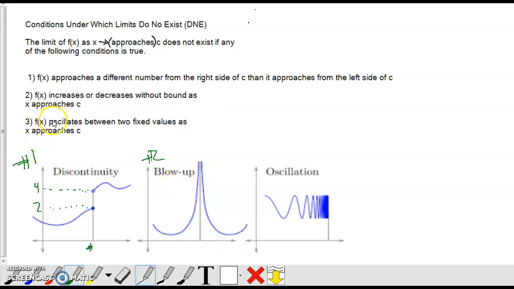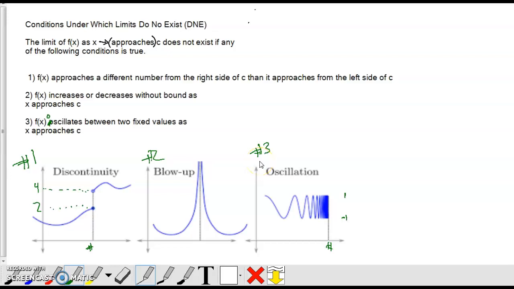And then number 3, oh, I just realized I spelled that wrong. That should be an O. Your f of x oscillates, so basically it just goes back and forth between two fixed values. We can sometimes see this with trig, not all the time, but trig is usually one of the bigger ones. That does not mean trig always means the limit does not exist, just that some trig tends to not exist. So again, it goes back and forth. So maybe your answer goes back and forth between 1 and -1 as our graph gets closer and closer to some number. Okay, so these are three cases that are not going to exist.